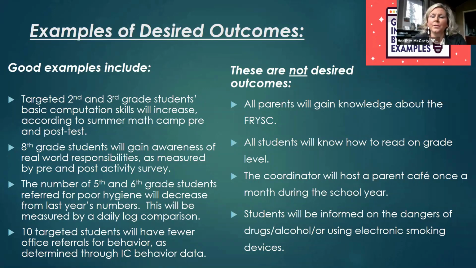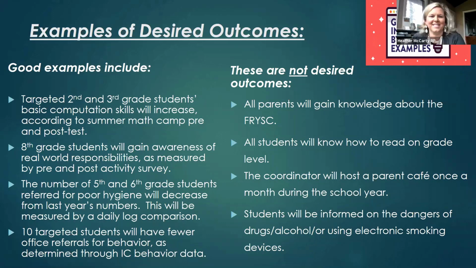Number 2, all students will know how to read on grade level. Again, what are we missing in that desired outcome? All students will know how to read on grade level. Who are the all? What are they doing to measure this? As measured by, how? Great, you guys are doing great.